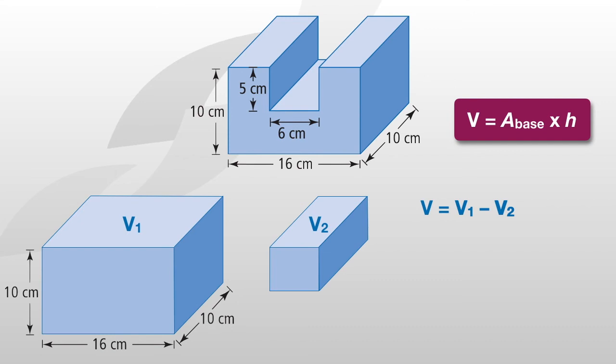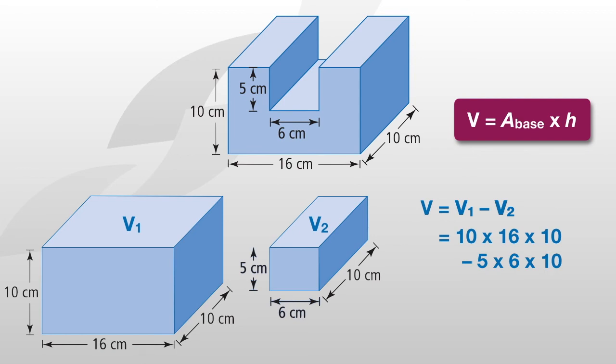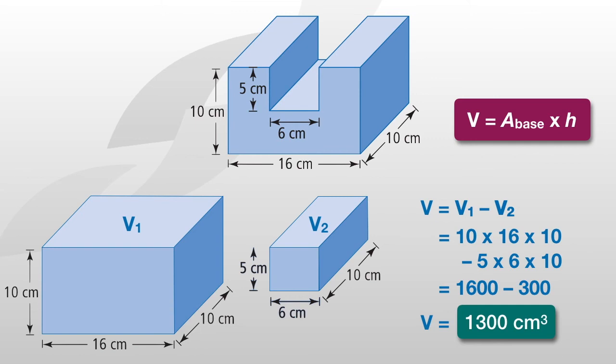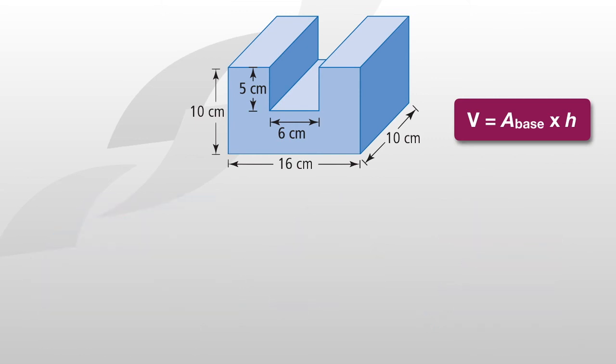Using our general formula for volume on V1, from its dimensions, we can multiply the area of its base, 10 by 16, by a height of 10. For V2, from its dimensions, we determined the volume by multiplying 5 by 6 by 10. Evaluating both these volumes, we get that the total volume of the composite solid is 1,300 cubic centimeters. An alternative strategy we could have used would be to determine the composite area of the base and multiply that by the height of the prism.